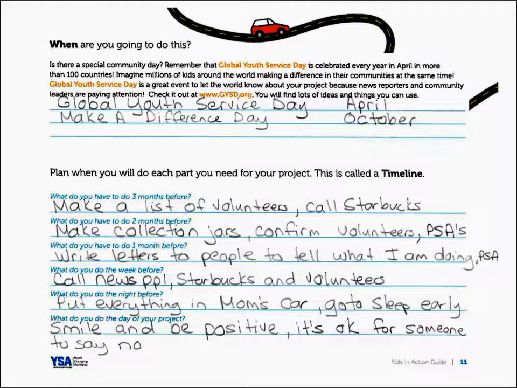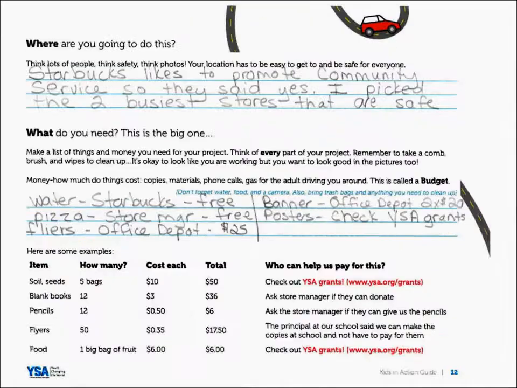After that, I do letters to people to tell them what I'm doing a month before, and I also do public service announcements. The week before, I call the news people, Starbucks, and volunteers to remind them. The night before, I put everything in my mom's car and go to sleep early. And on the day of my project, of course, I smile and be positive. It's okay for somebody to say no, but a lot of people will say yes too.